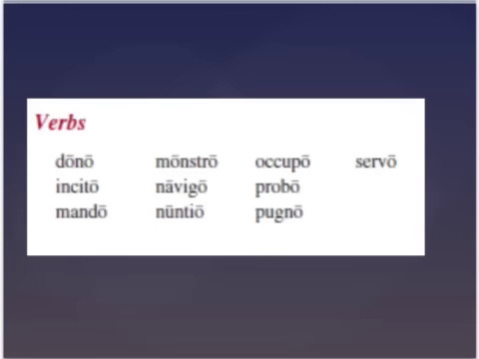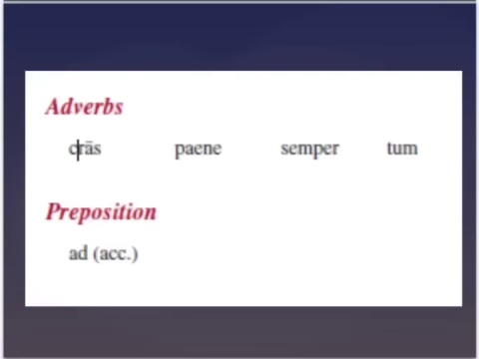Here's a list of verbs you learned, and again these are all part of the first conjugation, and they'll all have the remaining principal parts of are, avi, and atus. This will change when we learn verbs of different conjugation. And here are adverbs that we learned: cras, tomorrow, paene, almost, semper, always, tum, then, and then a preposition, ad, and notice here it says accusative. So this means to, towards, or near, and the object of this preposition will be in the accusative case.